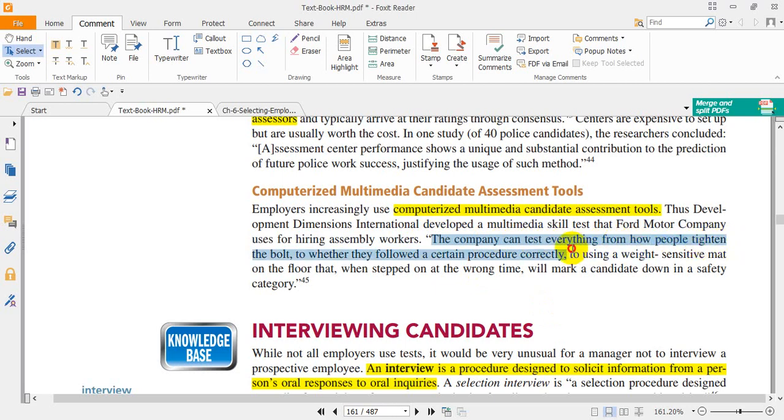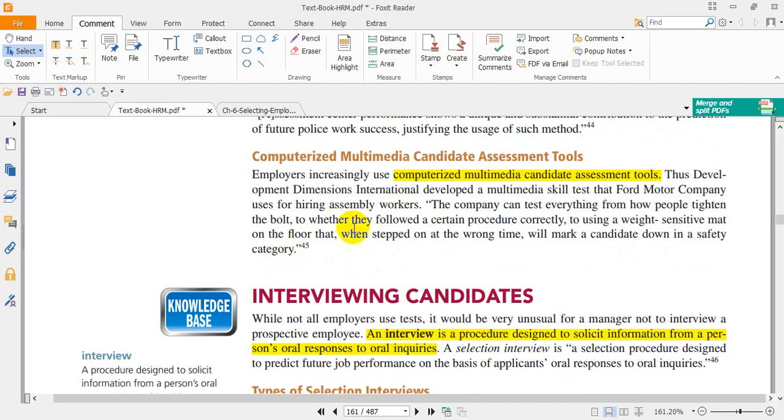The employer can test everything from how people tighten the bolt to whether they followed a certain procedure correctly, to using a weight-sensitive mat on the floor. Everything the employer assesses in this type of test depends on the type of the job that we need to hire for.